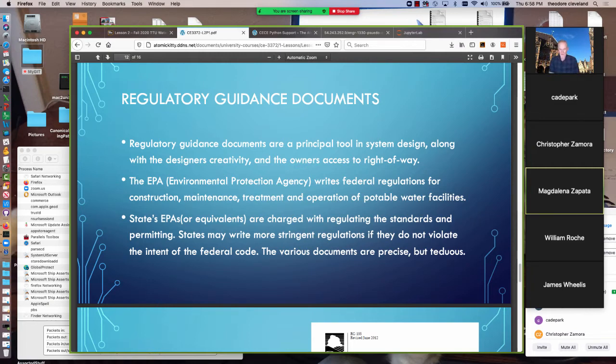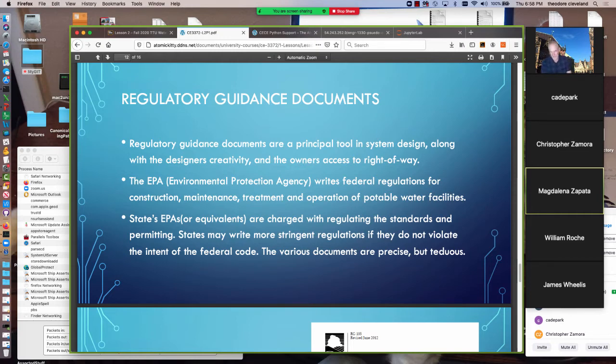State environmental protection agencies or Department of Environmental Qualities or whatever their equivalents are called, they're charged with regulating the standards and the permitting. And most states in the U.S. are designee states, which means that the state EPA performs the role of the federal EPA on behalf of the federal government. And so most of the work is following state rules because they're designee states.